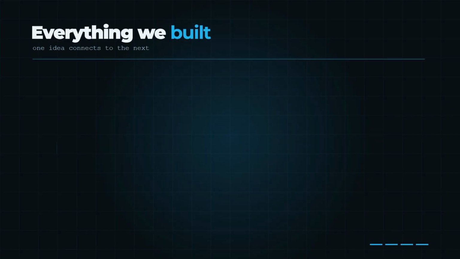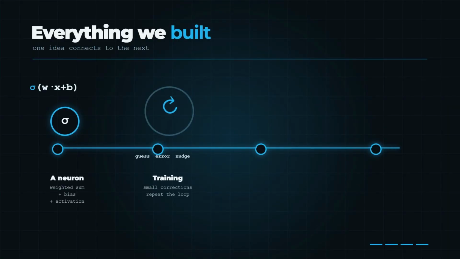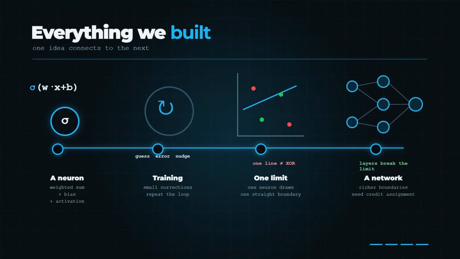So, here is everything we built. A neuron is a weighted sum of its inputs, plus a bias, passed through an activation function. Training is a loop. Guess, measure the error, and nudge the weights and bias by the error times a small learning rate. One neuron draws one straight line, which is enough for simple problems and useless for XOR. Stack neurons into layers, and the straight line limit disappears, at the cost of needing a smarter way to assign blame for errors.